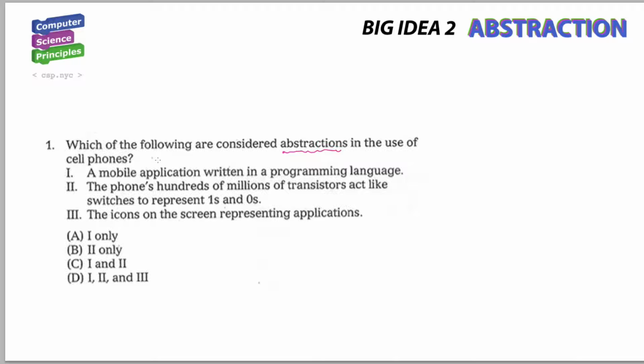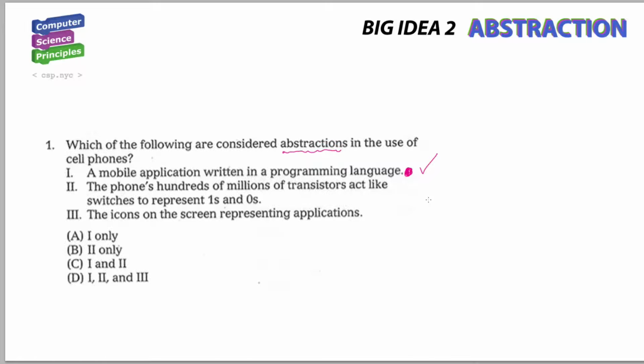So one says a mobile application written in a programming language. Okay, so let's think about this for a second. So we've got a mobile app and it's written in a programming language. So the language itself is the detail, all of the detail that goes into the single thing called the application. So therefore the application is the sum of all of those parts, including all of the code and language that makes that. So therefore, I would consider this an abstraction.